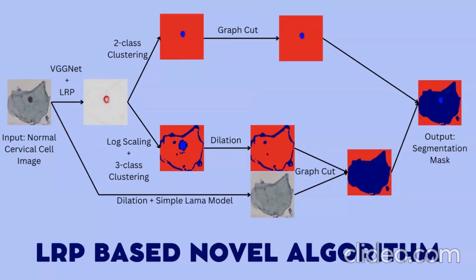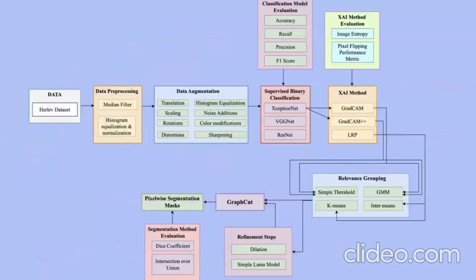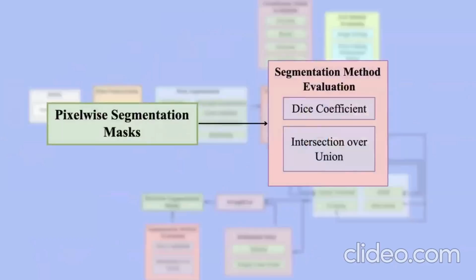Concurrently, we create a nucleus removed image by applying a simple inpainting model to the input image and nucleus mask. Finally, we use these 2 processed images, the refined cytoplasm cluster and the nucleus removed image, and apply the graph cut algorithm to achieve a precise cytoplasm segmentation. Finally, we compared this generated segmentation mask with ground truth using dice coefficient and intersection over union to assess accuracy.